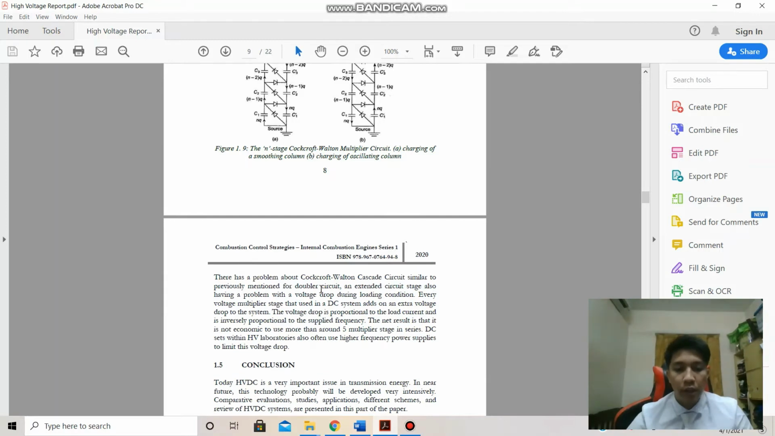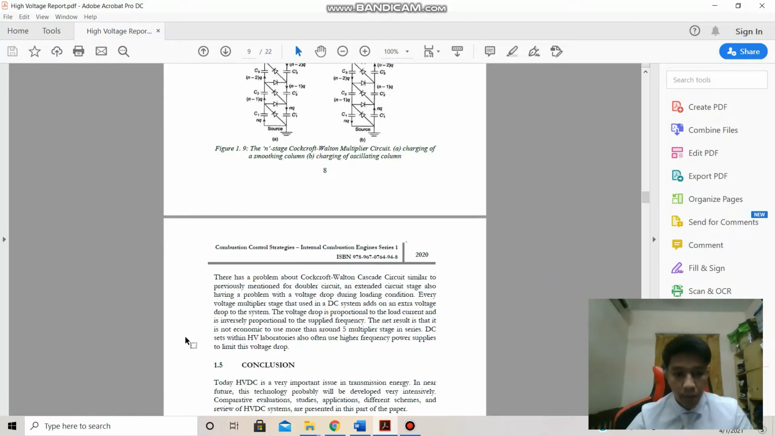There's a problem with this Cockcroft-Walton cascade circuit that's similar to what was previously mentioned for the doubler circuit and extended circuit. The circuit stage also has a problem with voltage drop during loading conditions. Every voltage multiplier stage used in a DC system adds an extra voltage drop.